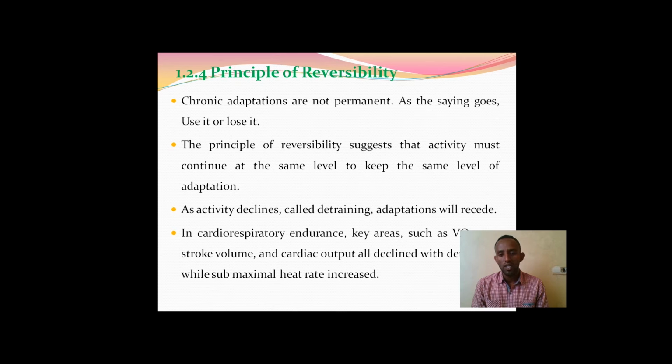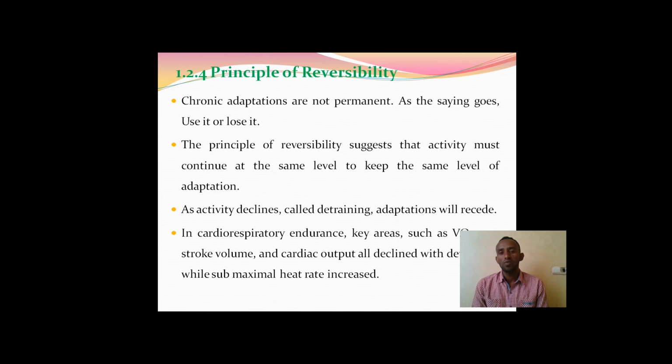In cardiovascular endurance, key areas such as VO2 max, the maximum amount of oxygen consumption during exercise; stroke volume, the amount of blood the heart ejects at one contraction; and cardiac output, the total amount of blood the heart pumps within 1 minute, which is the product of stroke volume and heart rate, all decline with detraining, while sub-maximum heart rate is increased, right?